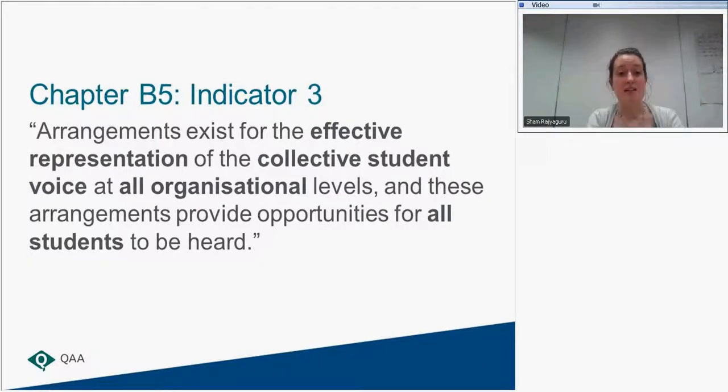So look at this indicator. This is a particular indicator I've chosen because it's normally one that we struggle with. I've already highlighted the keywords here. It exists for the effective representation of the collective student voice at all organisational levels, and these arrangements provide opportunities for all students to be heard. So those highlighted words are key, and the purpose of the indicator is to engage.